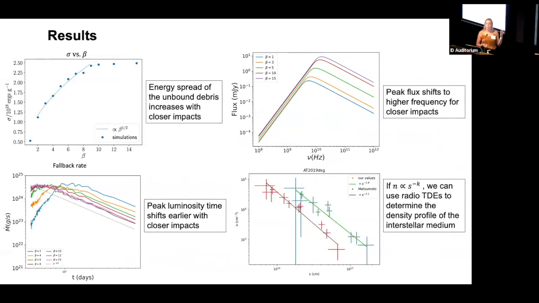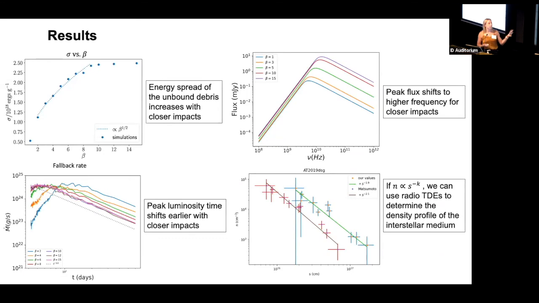This is important because it affects observables, such as the fallback rate down here. We found that the peak luminosity time actually shifts earlier with closer impacts. This was the first result we found that could potentially lead us to using observational data to constrain the impact parameter of a TDE, which is not able to be done yet.